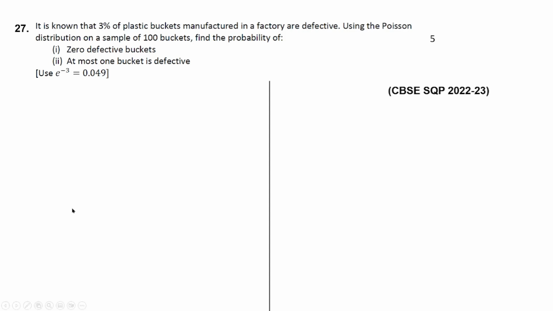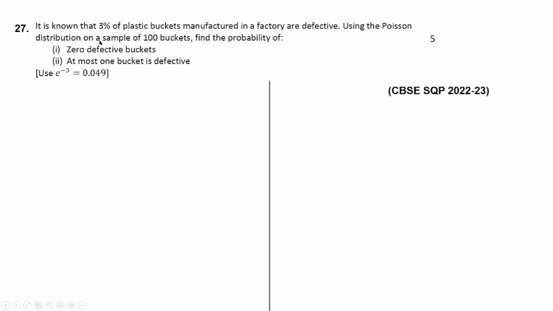Moving on to the next question. This is a 5-mark question. It is known that 3% of plastic buckets manufactured in a factory are defective. Using Poisson distribution on a sample of 100 buckets, find the probability of 0 defective buckets, and of at most one defective bucket. Use e raised to minus 3 as 0.049.